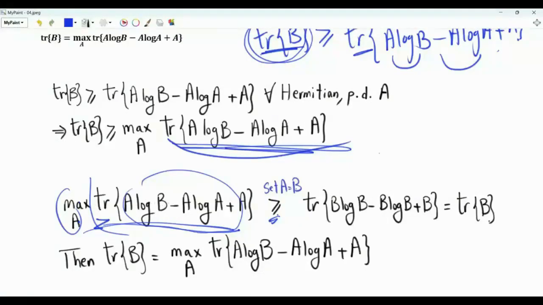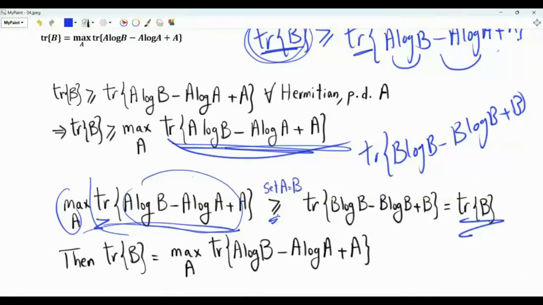What if we put A equal to B? We will have trace of B log B minus B log B plus B. That's the trace of B. So this maximum is greater than or equal to the trace of B. Trace of B is greater than or equal to the maximum. Then the trace of B is indeed equal to the maximum over A of the trace of A log B minus A log A plus A.